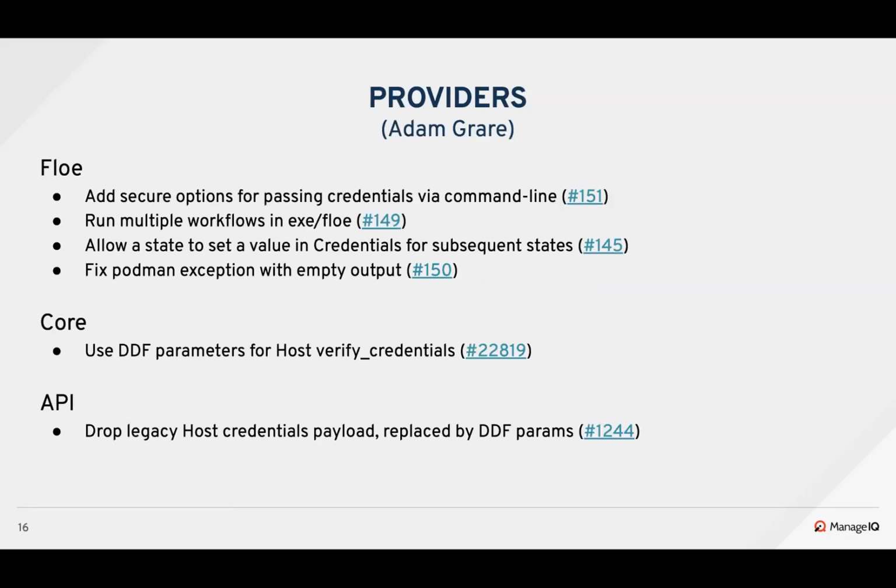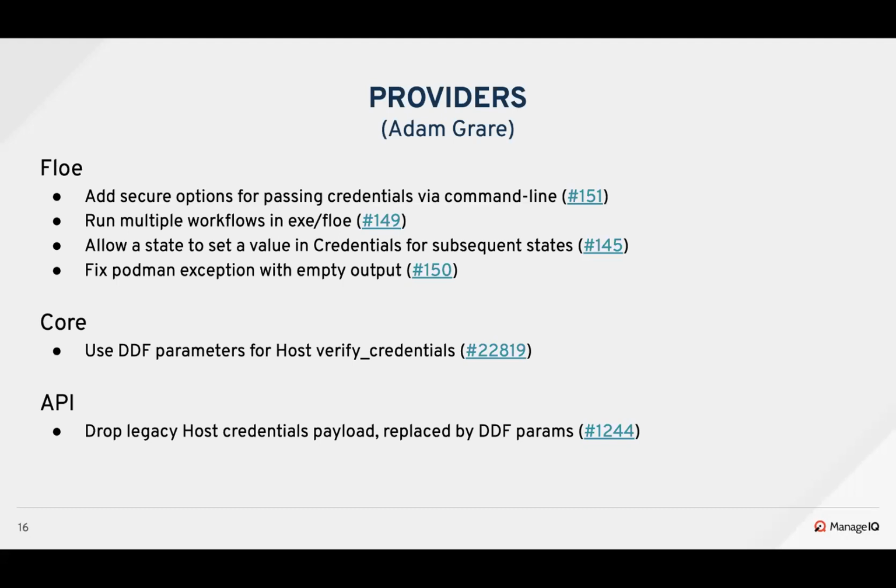For the FlowGen this sprint, we added secure options for passing credentials via the command line utility. These existed for the Ruby interface, but if you wanted to use the command line for more serious purposes other than just simple development, it was required to be able to pass credentials not via a parameter. So we accept both environment variables and standard in pipe to be able to send credentials.